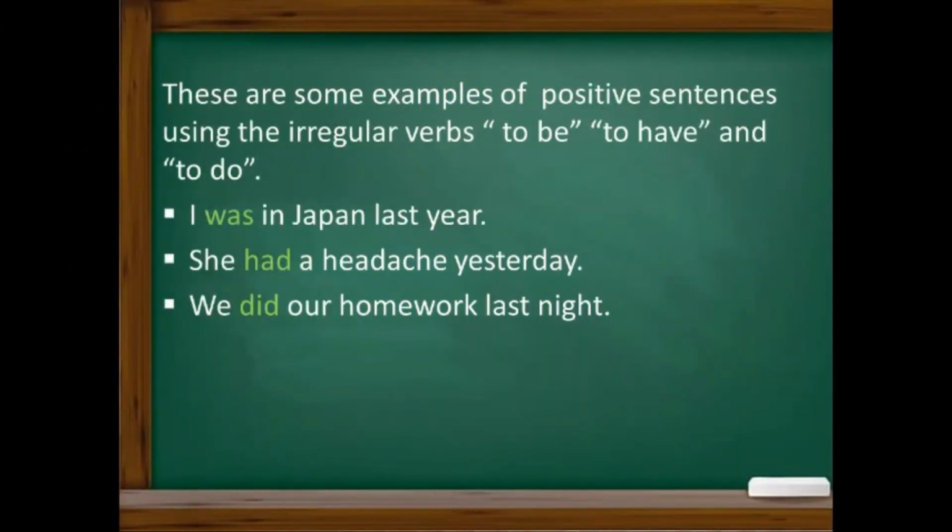These are some examples of positive sentences using the irregular verbs to be, to have, and to do. We mean by positive sentences the affirmative form of simple past tense. I was in Japan last year. She had a headache yesterday. We did our homework last night.